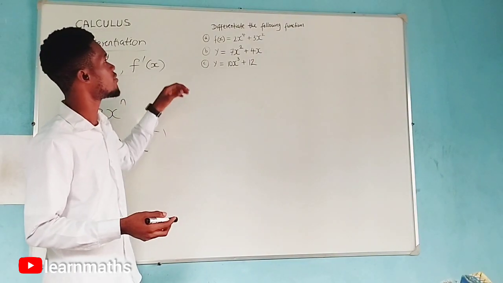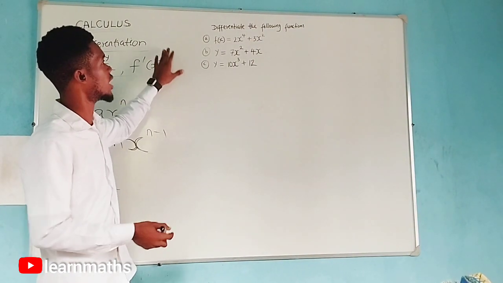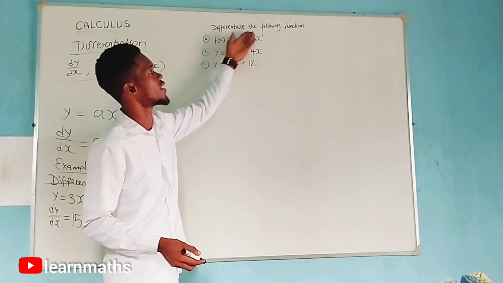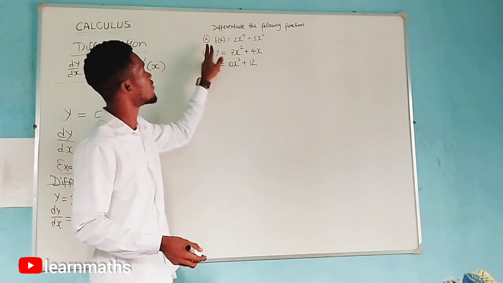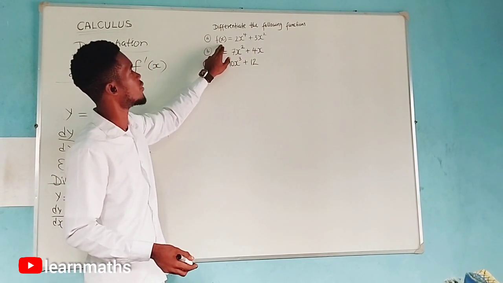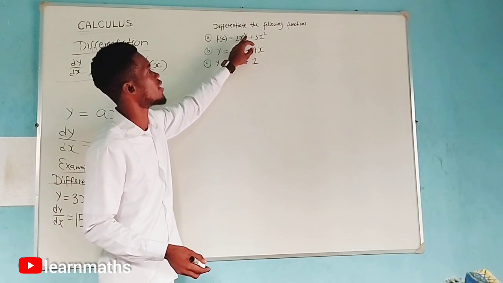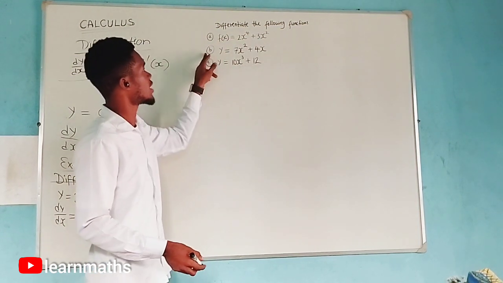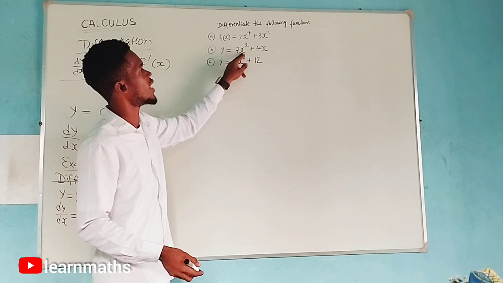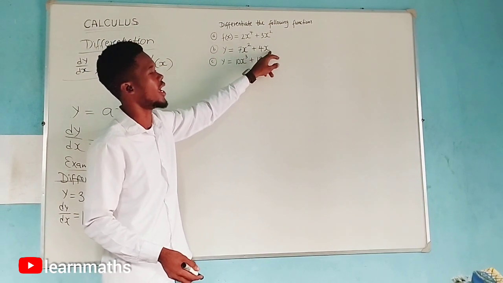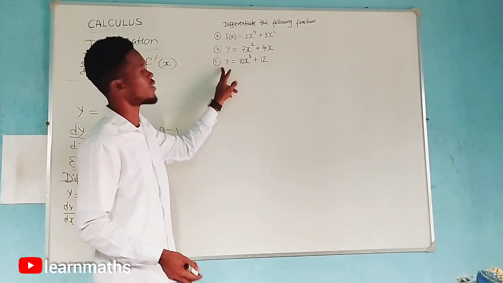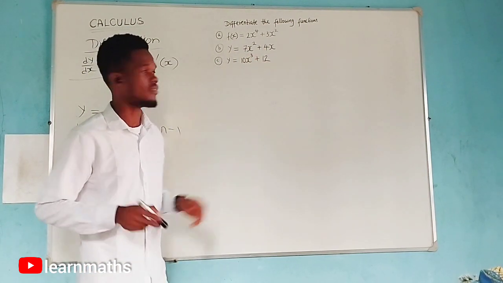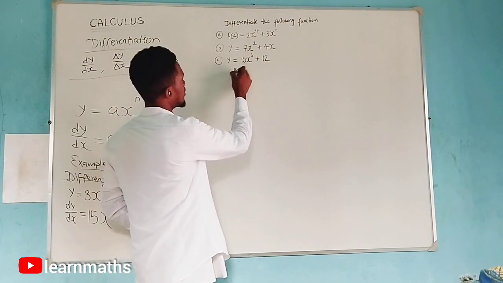So we have 3 more examples to look at under differentiation, right? Let's say, differentiate the following functions. Look at the first function. The first function we have there is 2x raised to the power 4 plus 3x squared, right? The second function is 7x squared plus 4x, right? Then the third function is 10x raised to the power 3 plus 12. And let's start differentiating these 3 functions.